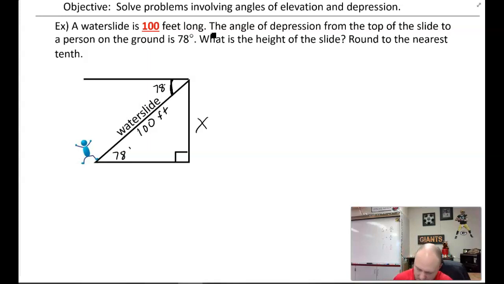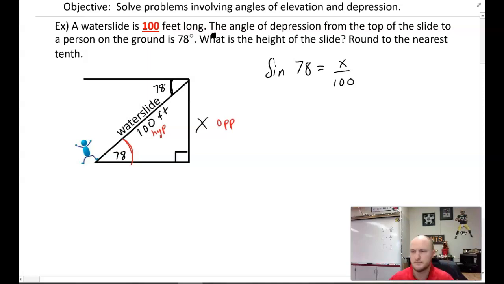Let's find out, what are we given? If I'm using this angle here, 78 degrees, I know that this side is opposite, and I'm given the hypotenuse. So that's going to be sine, opposite over hypotenuse. Sine of 78 is x over 100. So there's the equation, and now I just need to solve. I'll multiply both sides by 100, and we get x is equal to 100 sine of 78.